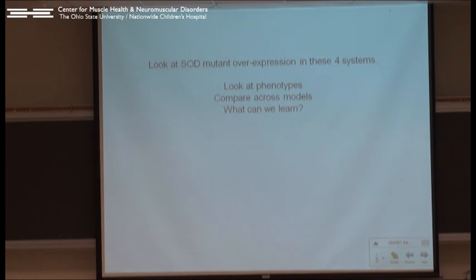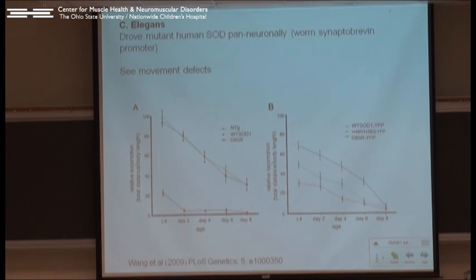Okay, so we're going to look at the phenotypes that were found and compare them across the models, and ask what's conserved and what we can learn. Okay. So the first one is the Elegans model.